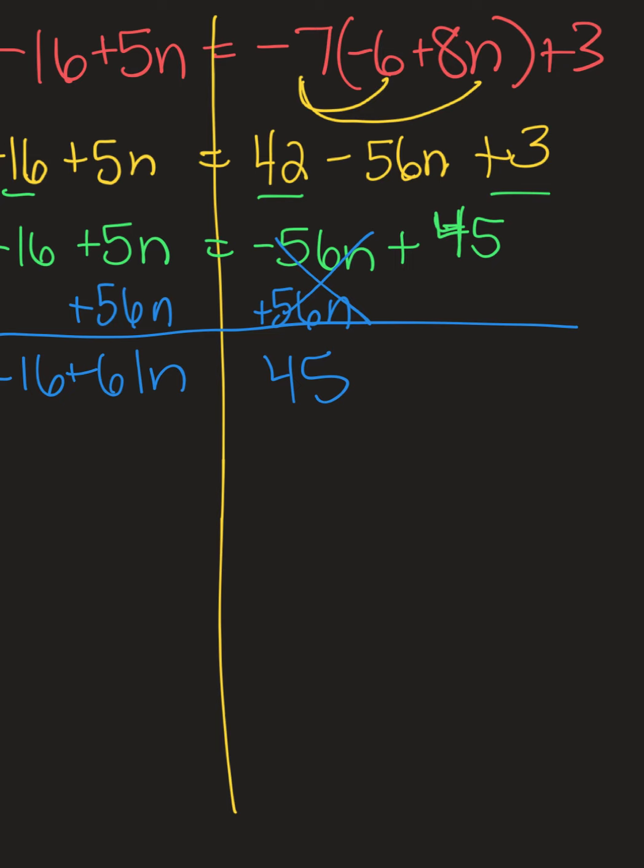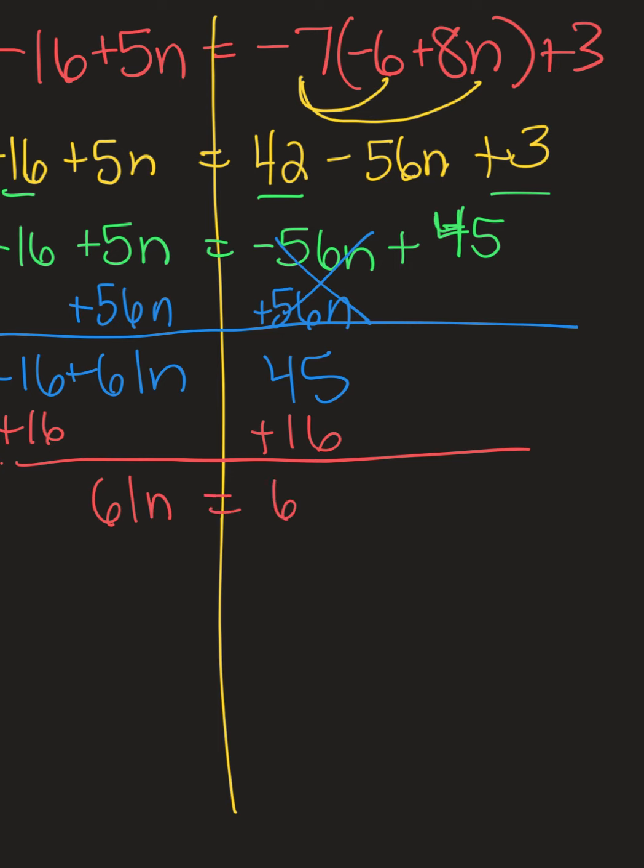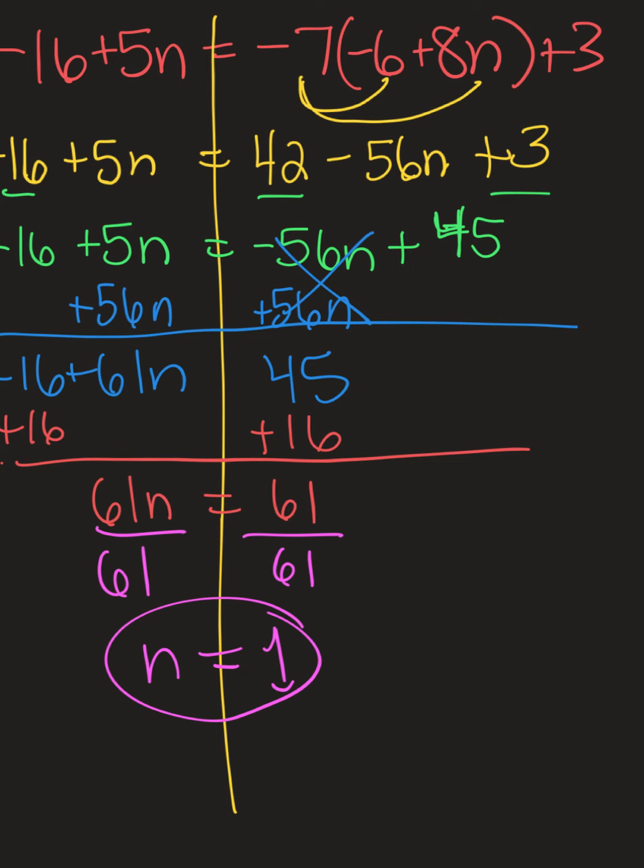Continuing, now I have 61n and negative 16. I want to get n alone, so I'm going to add 16 to both sides, which of course gives me 61n and 61. Final step, I'm going to divide by 61 on both sides, and what seemed like a very complicated problem actually has an answer of 1.